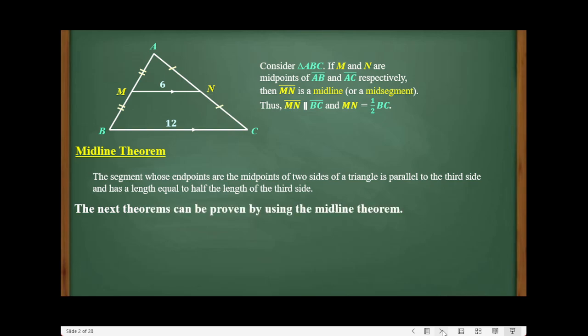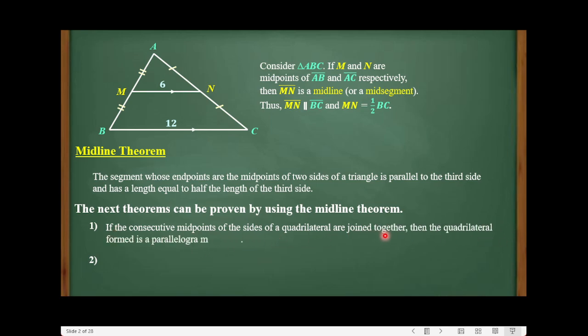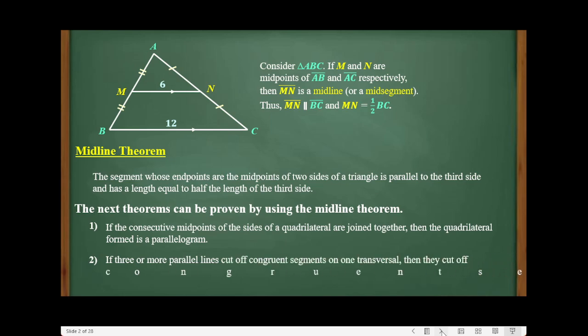The next theorems can be proven by using the midline theorem. And what are these theorems? Okay, we have two. The first one is, if the consecutive midpoints of the sides of a quadrilateral are joined together, then the quadrilateral formed is a parallelogram. For the second statement, if three or more parallel lines cut off congruent segments on one transversal, then they cut off congruent segments on every transversal. So let us expound each of these two next theorems.